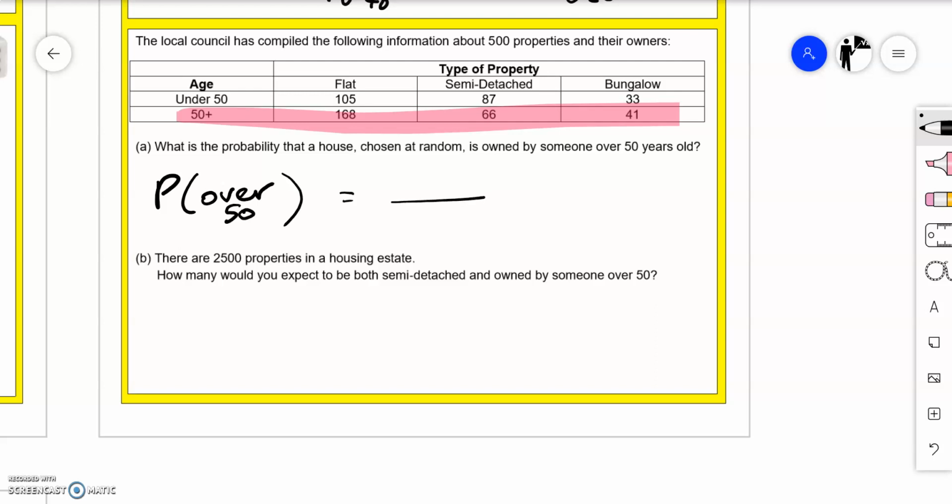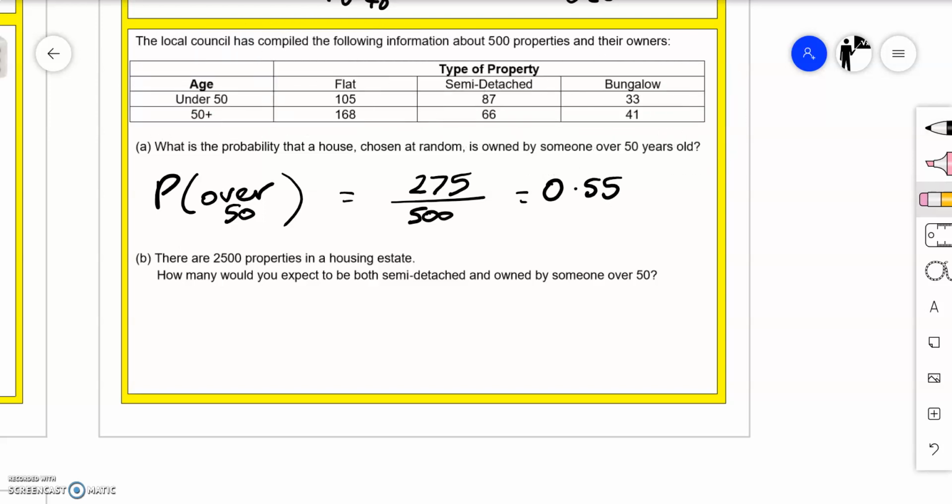So we said there's 500 properties altogether. We need to figure out how many properties are owned by over 50s. So we're going to need to add those values together. 168 plus 66 plus 41, which is 275. And that is going to give us 0.55. The probability is 55%.